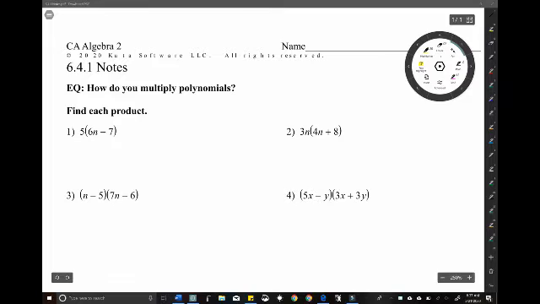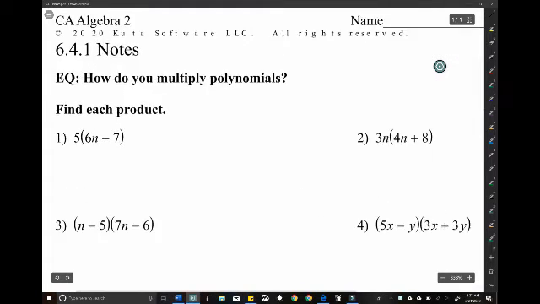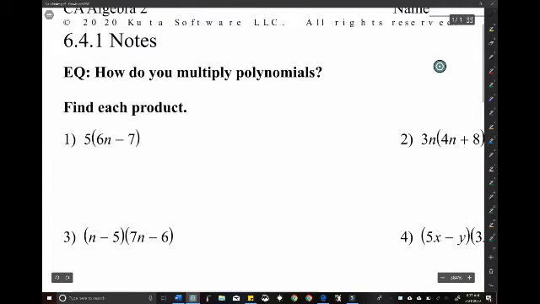This is 6.4.1, another lesson that's mainly review. How do you multiply polynomials? It should go pretty quickly, pretty smoothly, and you should do just fine. All right, find each product. Remember that distributing is coming back into play. We're just going to distribute 5 to 6n, which is 30n, and 5 to negative 7 is minus 35. Bada bing, bada boom, you're done.